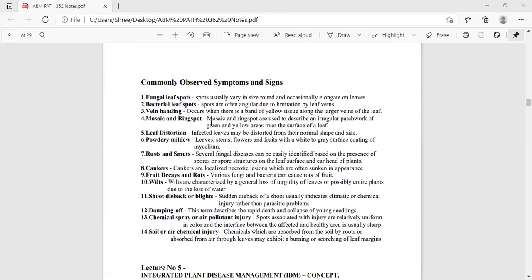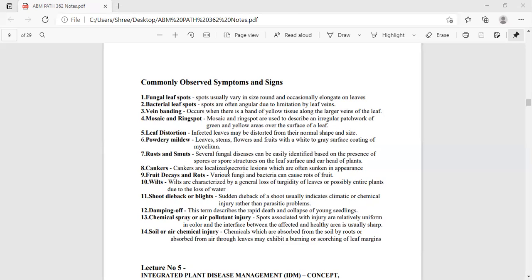The last point in our fourth lecture is commonly observed symptoms and signs. These are some of the commonly observed symptoms and signs given here. You have to read it. If any problem arises, you can contact me on my personal phone number. Simple examples are given: fungal leaf spot, bacterial leaf spot, vein banding, mosaic and ring spot, leaf distortion, powdery mildew, rust and smut, cankers, fruit decay and rots, wilts, shoot dieback or blights, damping off, chemical spray or air pollutant injury, and last is soil or air chemical injury.